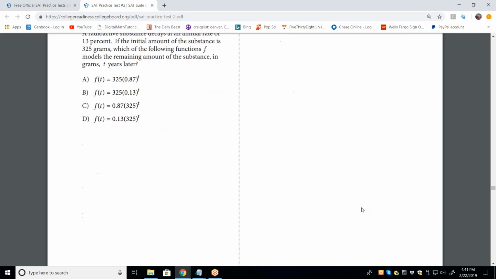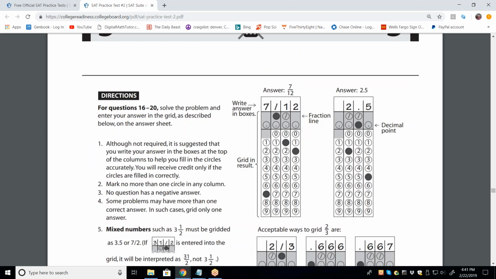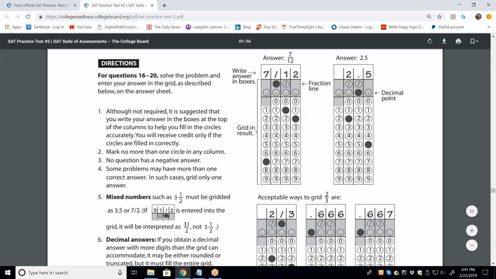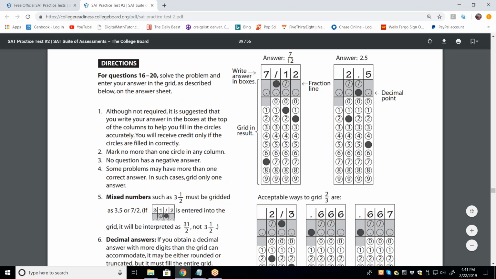Now, it's worth knowing that when you start another section like the grid-in, it starts over with its degree of difficulty. You're back to starting with easy problems at the beginning. Let's talk about these grid-in answers for a little bit. We talked a little bit about it already. Let's look at this one on 2/3.